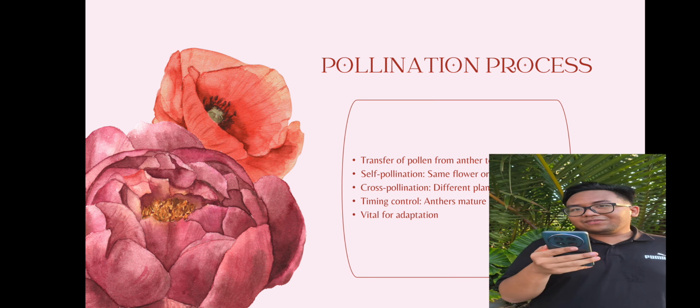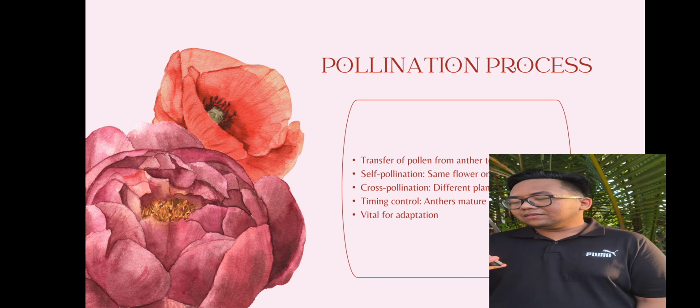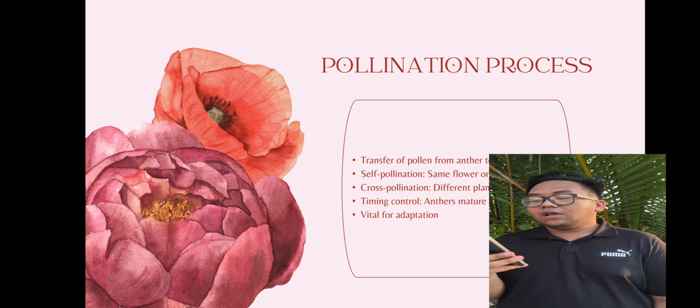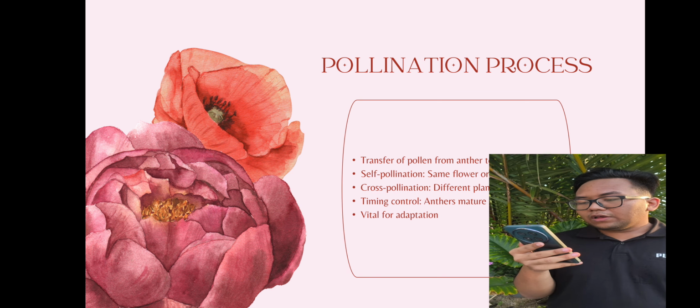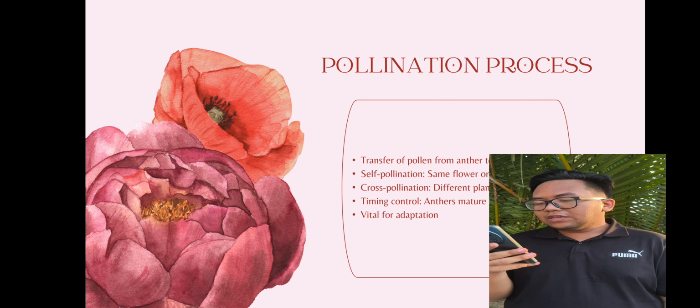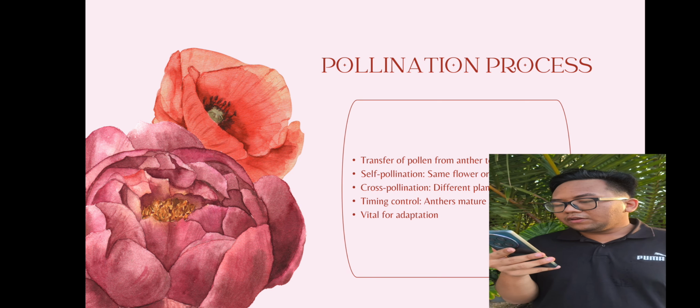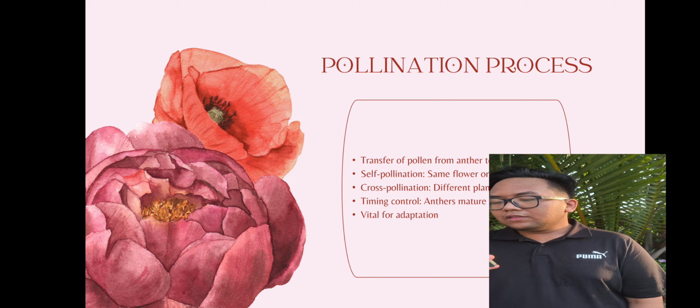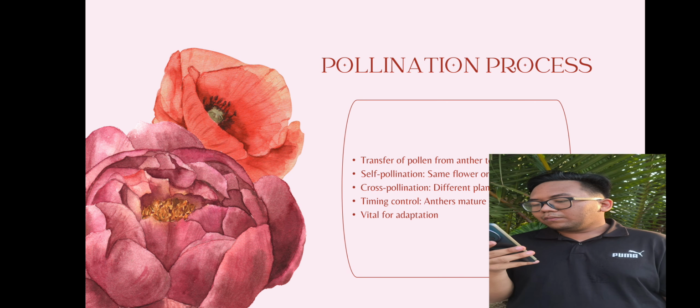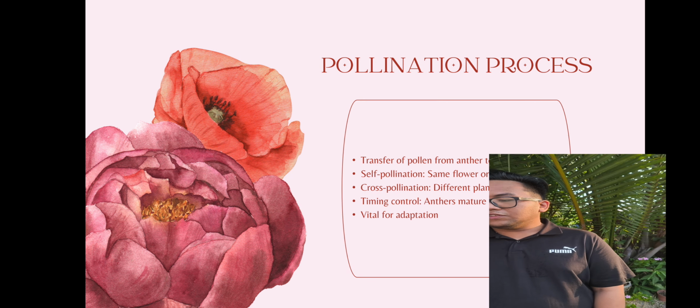Let's move on to slide 8, which is the pollination process. Pollination moves pollen from anther to stigma, either self-pollination within a plant or cross-pollination between plants for diversity. Some plants time anther and stigma maturity to favor cross-pollination.